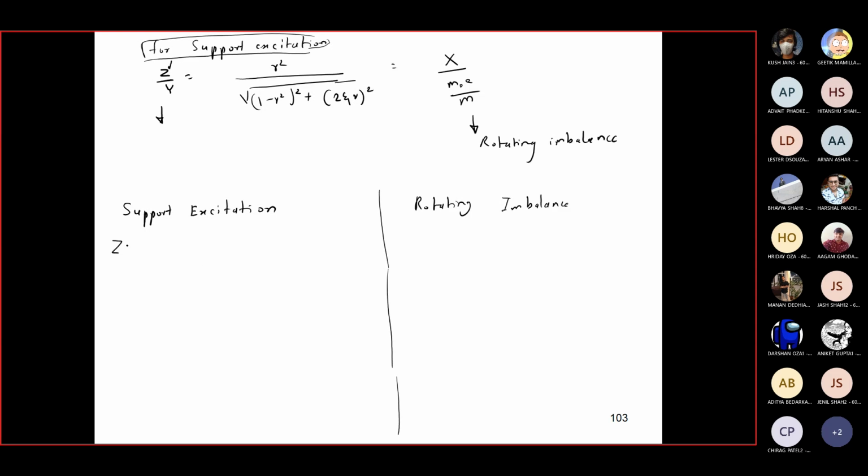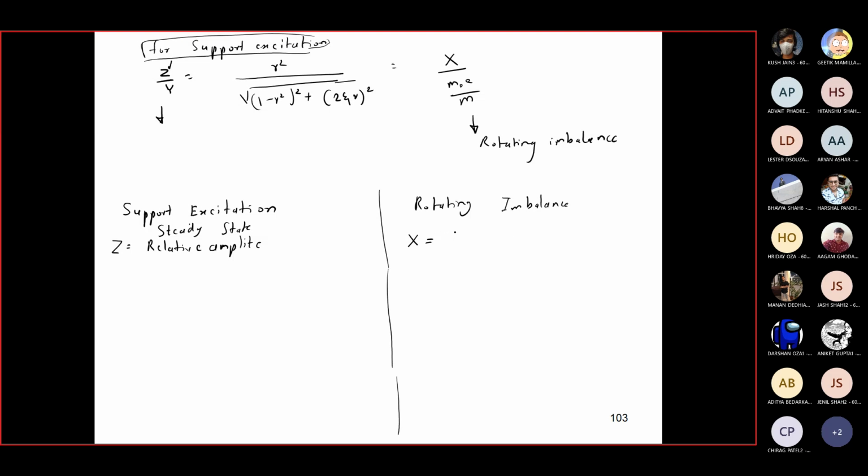Right. So Z, what is Z? Can somebody tell me what is Z and what is X? So Z is relative amplitude. Relative amplitude, correct. It is the relative amplitude at what? Steady state. Okay, so instead of relative amplitude, we should call it the steady state relative amplitude. And what is X? And this is for support excitation.